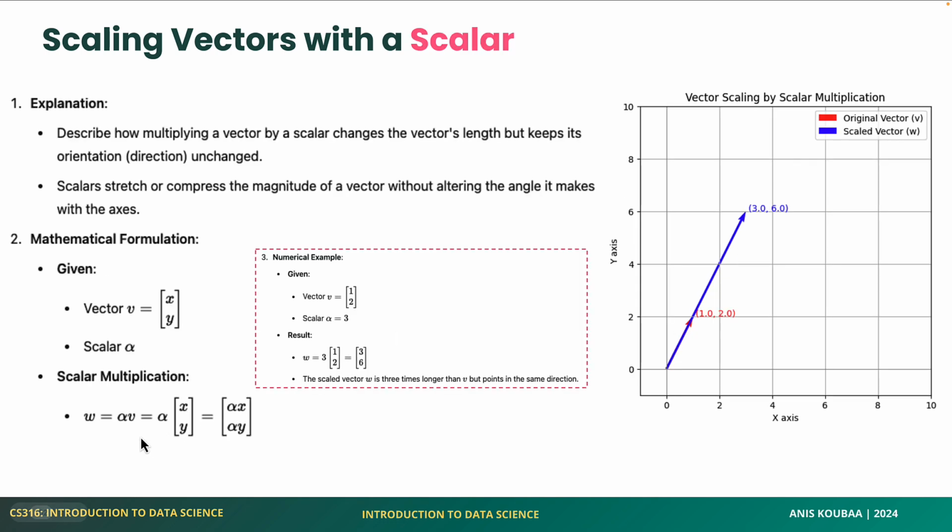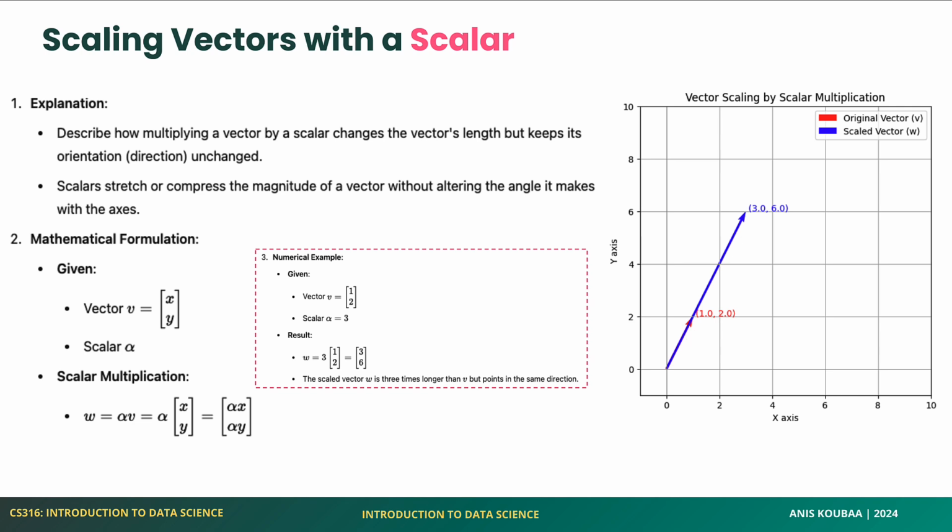But if we multiply with the same value, alpha x and alpha y, it's going just to extend, stretch, okay? Or maybe squeeze the vector. If alpha is small, it's going to squeeze the vector. If alpha is greater than 1, it's going to extend the vector. And here I multiplied the value alpha by 3. So this vector's magnitude is going to be 3 times the original vector.